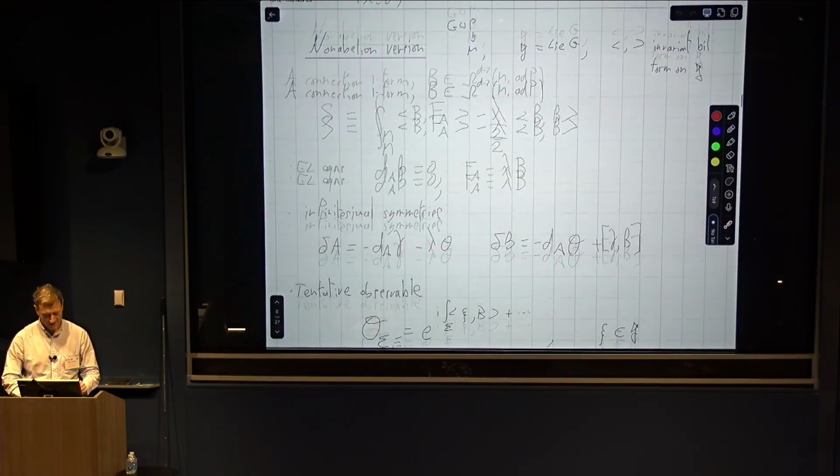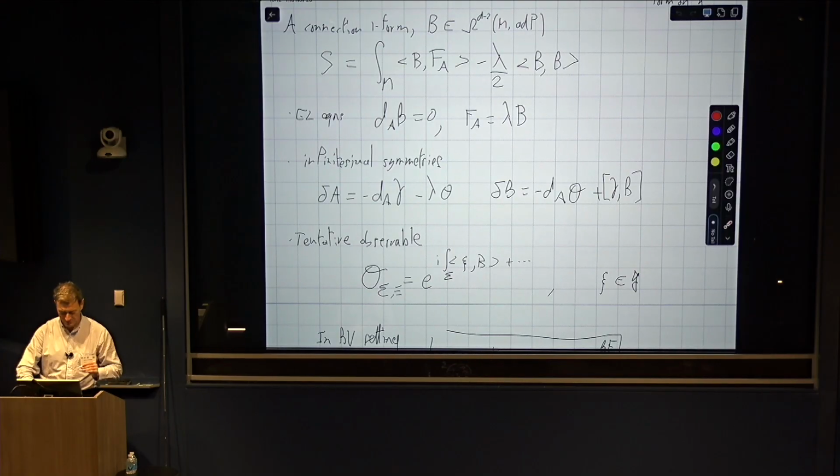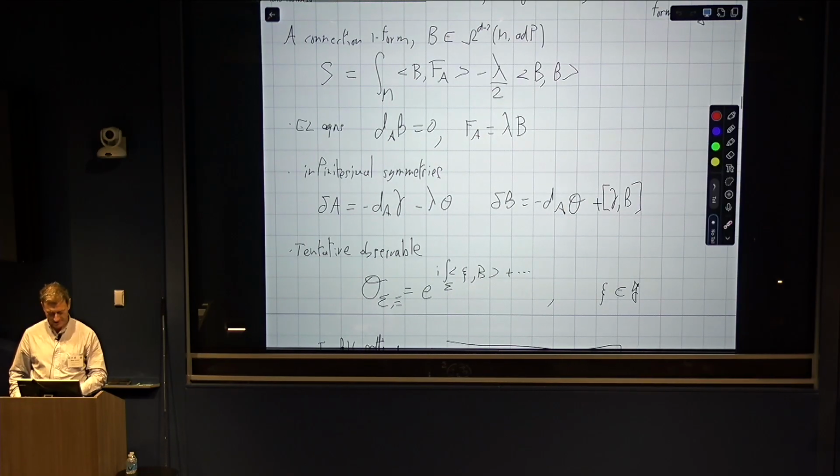OK, and now the idea is to try to deform this observable we had in the abelian case into something where I have to correct. So first of all, for simplicity, suppose that the principal bundle is trivial. So B is a Lie algebra valued two-form. So I have to couple it to some element of the Lie algebra to get a number. Then I can exponentiate, integrate, but I will have to put corrections. And so I will describe how to produce these corrections.